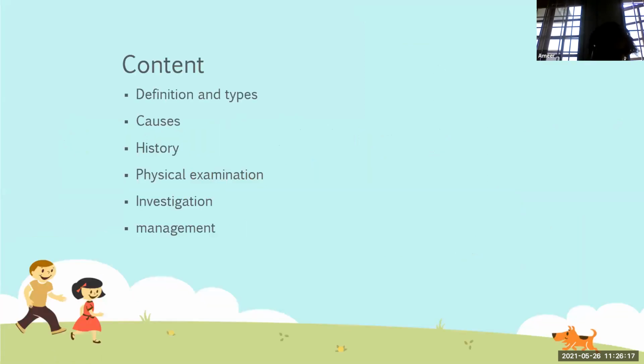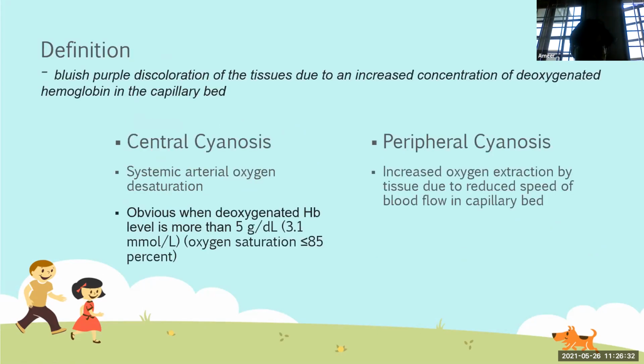Okay, these are the contents of my presentation. First, I will start with the definition and types of cyanosis. Then I will go into the causes, and then history, physical examination, investigation, and I will finish with the management.